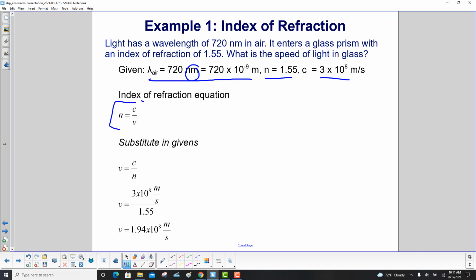Our index of refraction equation is the speed of light in a vacuum over the speed of light in the media. We substitute in our givens. Well, first we isolate V, okay? So we multiply both sides by V, divide both sides by N. Then we put in our numbers, and we get a speed of light in glass of 1.94 times 10 to the 8th meters per second. And one way to check if that's correct: if you get any number for the velocity of light in any media other than a vacuum that is greater than 3 times 10 to the 8th meters per second, you did something wrong and you should check your work.